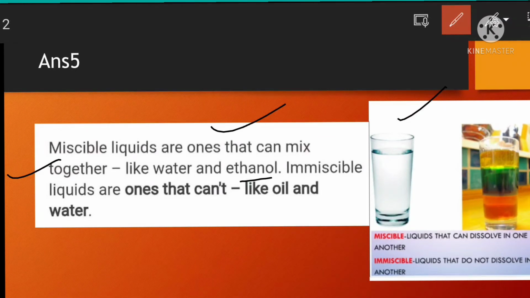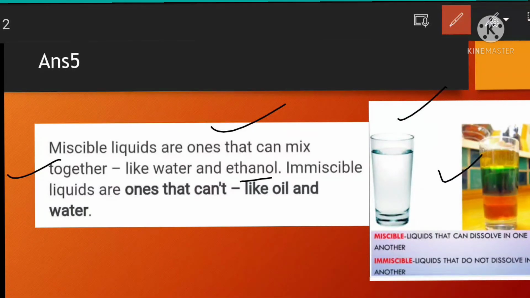Whereas immiscible liquids are those liquids which could not dissolve and form a separate layer. For example, you can do this activity, a very easy one. You take a glass of water, put some oil drops in it. You will see that the oil drops remain floating on the surface of water. It never dissolves. Same if you put petrol or diesel or kerosene oil in water, it remains floating on the surface of water.